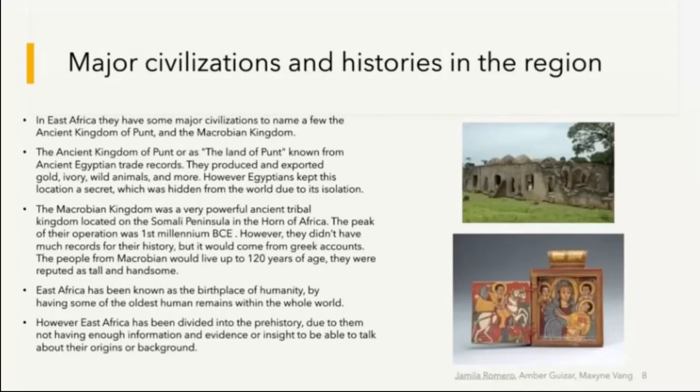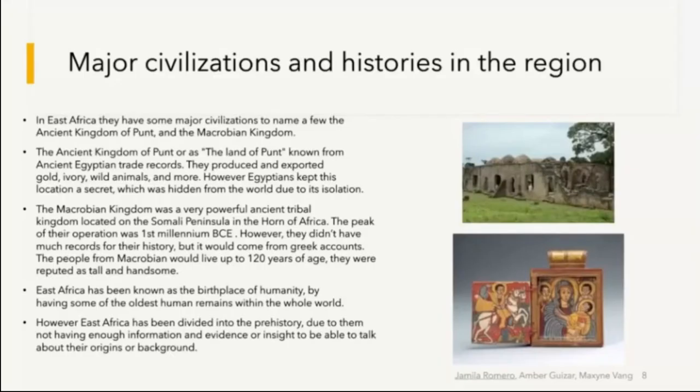Major civilizations and histories in the region. In East Africa, they have some major civilizations. To name a few, the ancient kingdom of Punt and the Macrobian kingdom. The ancient kingdom of Punt, or the land of Punt, is known from ancient Egyptian trade records. They produced and exported gold, ivory, wild animals, and more. However, Egyptians kept this location a secret, which was hidden from the world due to its isolation.